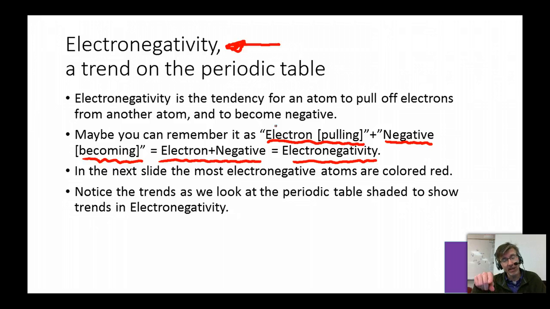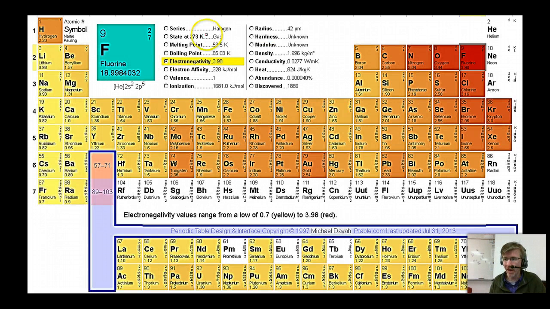So in the next slide, in just a second, I'm going to show you all the elements in the periodic table, and they're all shaded. And the more red they're shaded, the higher their electronegativity, the more tendency they have to rip electrons off other atoms. Bam! Okay, so right now I'm on fluorine here, and I am noticing that fluorine is very red. In fact, fluorine is the most red. Fluorine has the highest electronegativity.